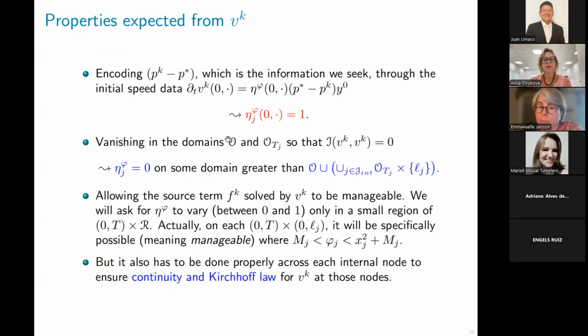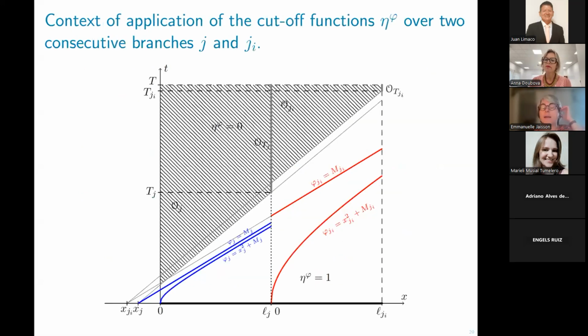We want the blue term to disappear. So we want E of Vk to be equal to 0. What we ask for is that eta phi is equal to 0 on a big domain, bigger than this blue domain. Also, we will ask that eta varies in a small region in order to be manageable to calculate everything. And also, we want Vk to satisfy the continuity and Kirchhoff law at all internal nodes. So here I have represented two consecutive branches for our network, a mother one and a children one.